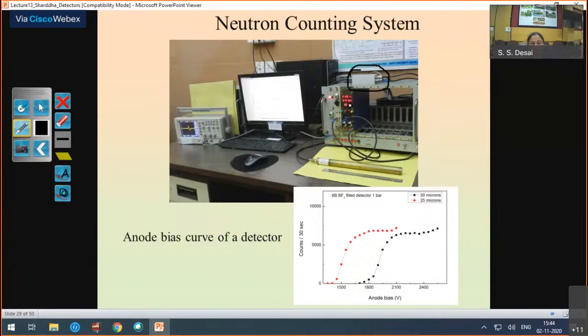So here you have a counter scale. The number of neutron pulses created in the detector circuitry are plotted here.